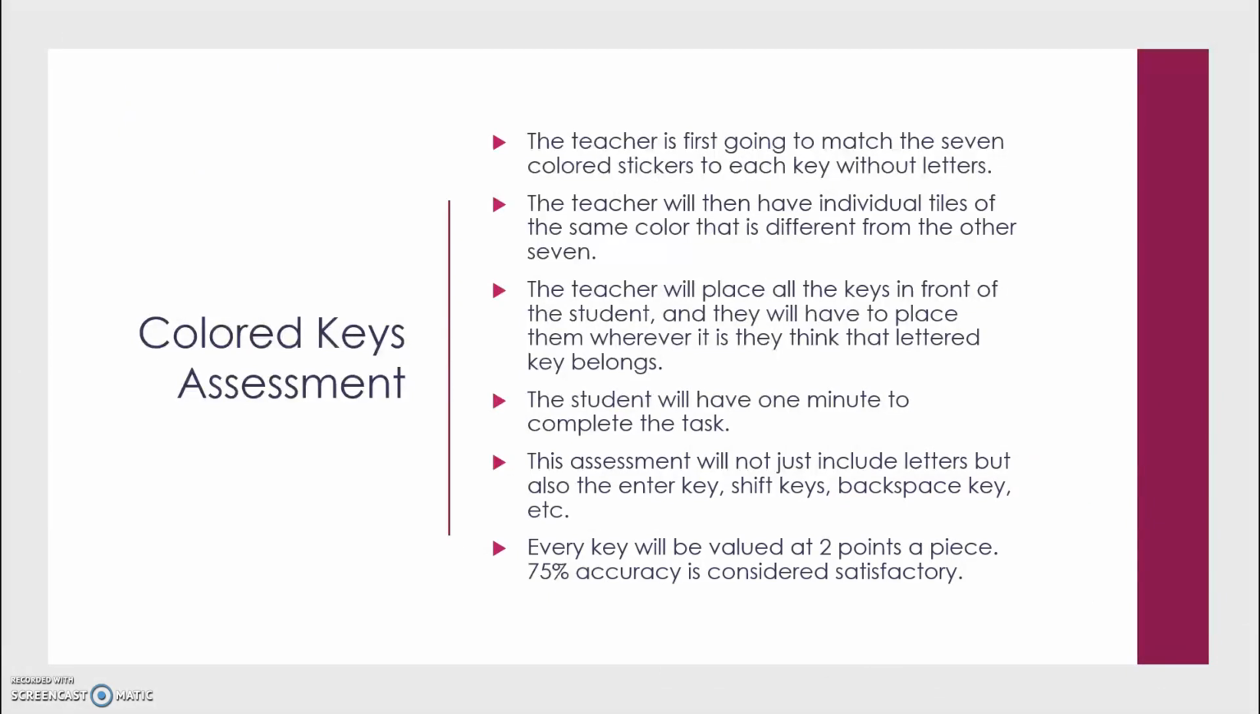As far as assessing the students with the colored keys, the teacher is first going to match the 7 colored stickers to each key without letters. The teacher will then have individual tiles of the same color that is different from the other 7. The teacher will place all the keys in front of the student, and they will have to place them wherever they think that lettered key belongs. The student will have 1 minute to complete the task.